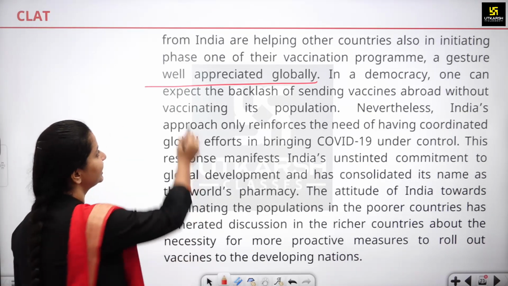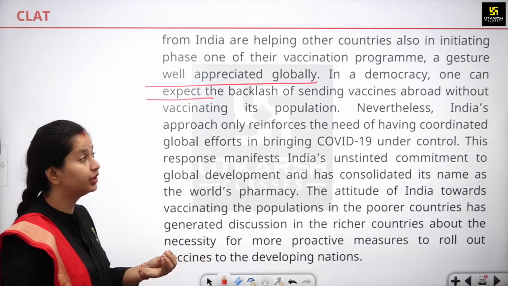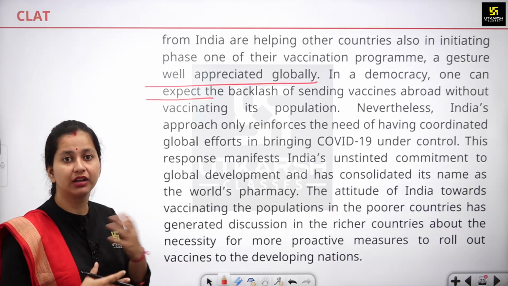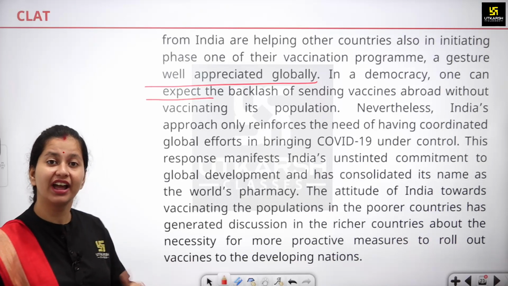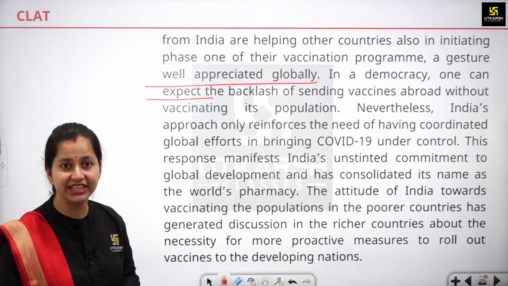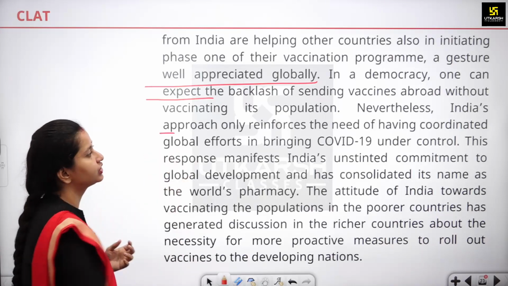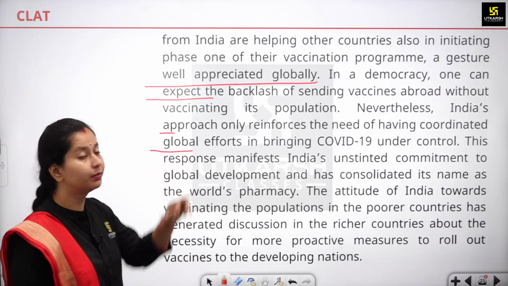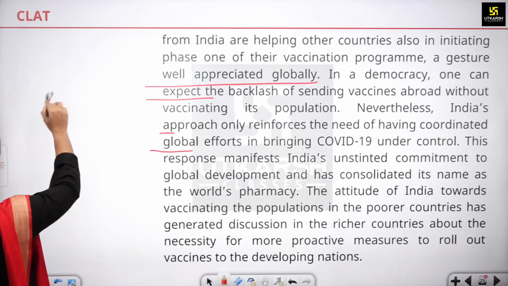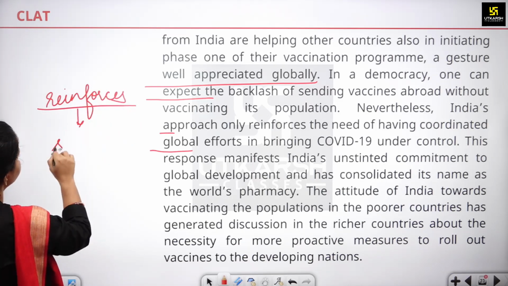In a democracy, one can expect the backlash of sending vaccine abroad without vaccinating its population. So some of the people might go against India, asking why are you sending our vaccines to other countries when our population is also not vaccinated. So it could prove a backlash also. Nevertheless, India's approach only reinforces the need of having coordinated global efforts in bringing COVID-19 under control. Reinforces simply means strengthen.